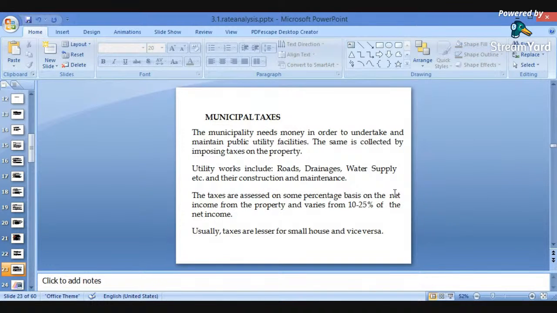Usually taxes are lesser for small houses and vice versa. Usually for small houses there will be a little less tax as compared to different types of structures. For heavy structures, the taxes will be more as compared to small buildings, that is, residential buildings.